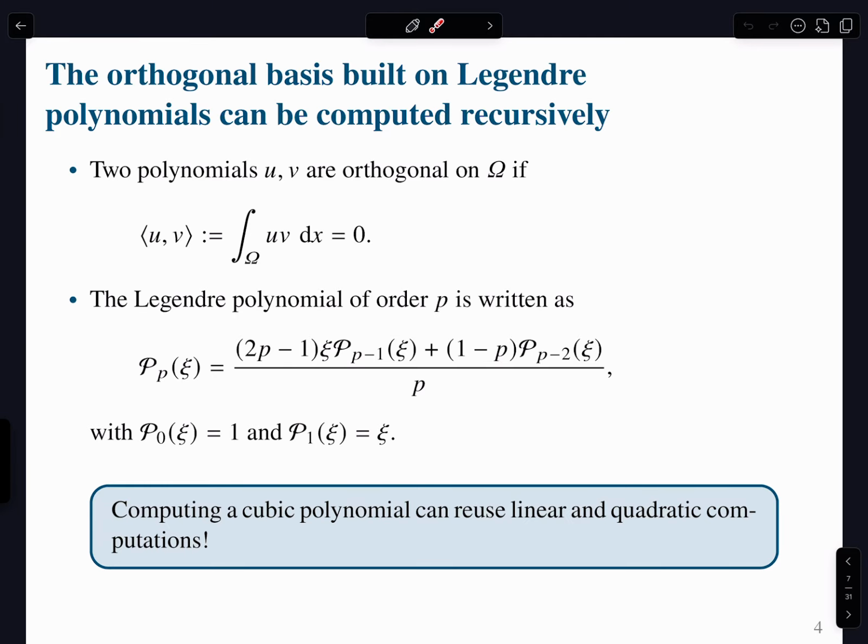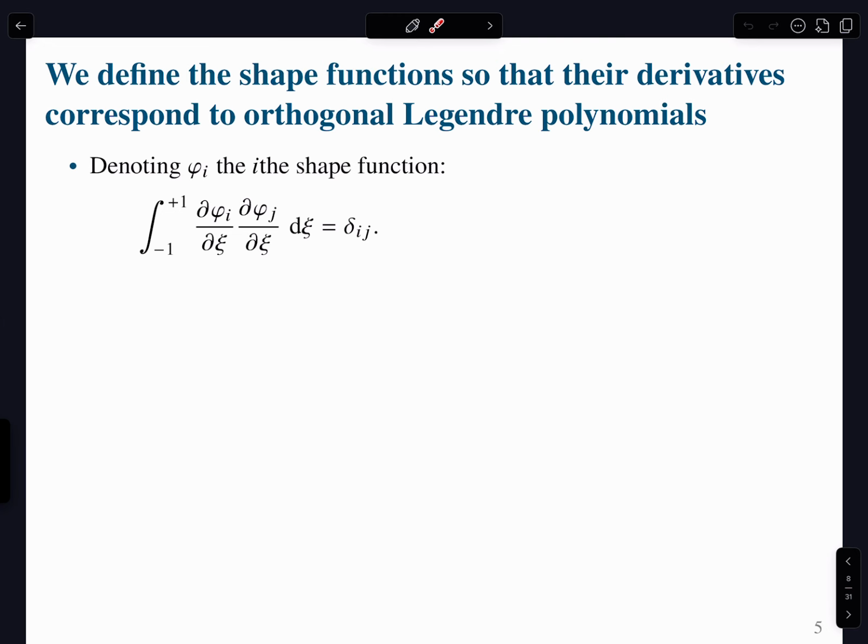We talked about this already: computing a cubic polynomial can reuse linear and quadratic computations. All right, so how do we work with these polynomials? Now that we have chosen a basis, all we have to do is try to use them to our advantage.